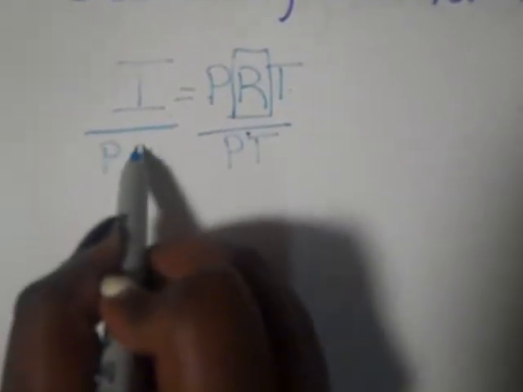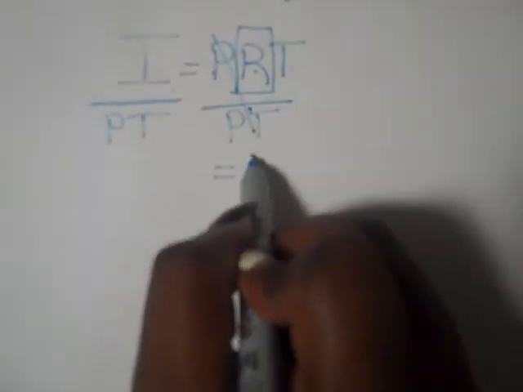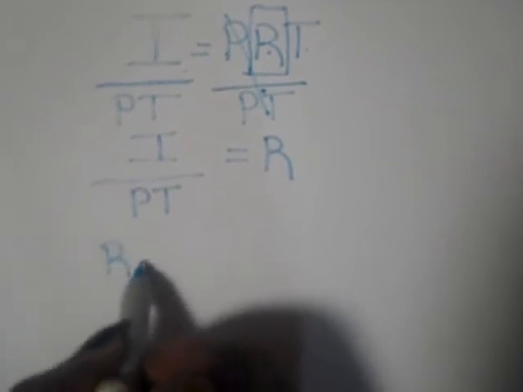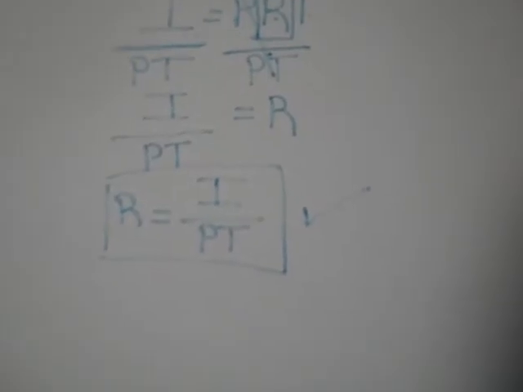And remember, what you do to one side, you do to both sides. So now R is on the side by itself. Okay? You are finished with problem number 2.